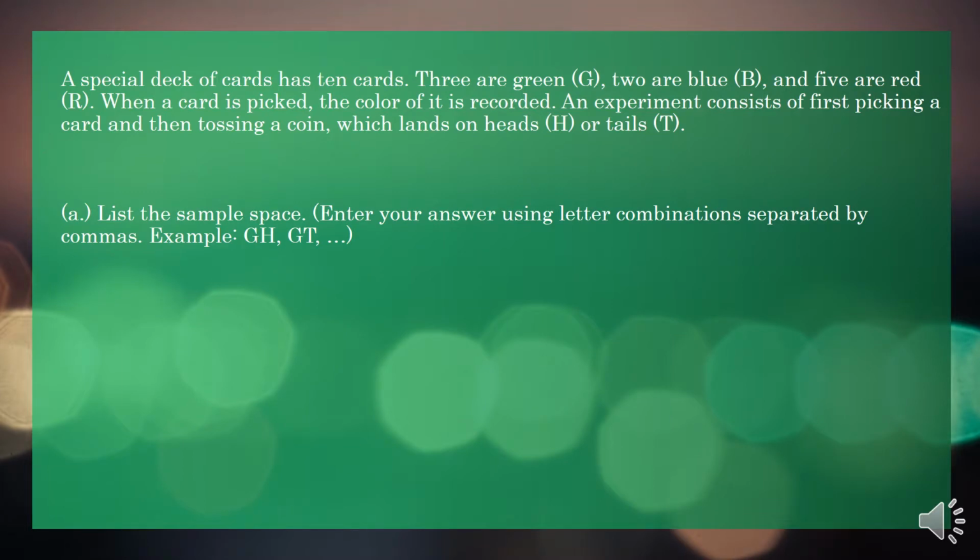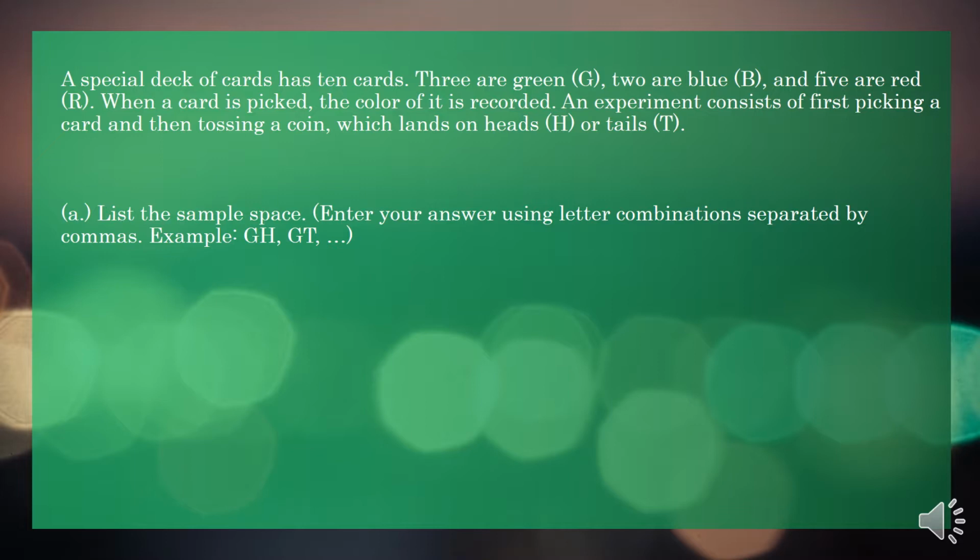Let's look at a different example. Here, instead of a graph, they're giving us some information and then asking us to list the sample space. It says, a special deck of cards has 10 cards. 3 of these cards are green, 2 are blue, and 5 are red. When a card is picked, the color of it is recorded. An experiment consists of first picking a card and then tossing a coin, which is either going to land on heads or tails. So you're going to draw a card and then flip a coin.